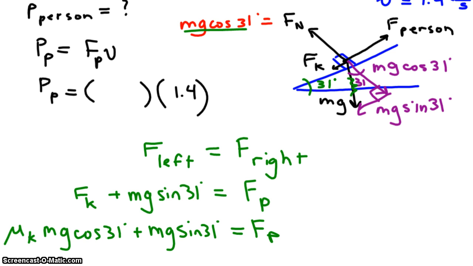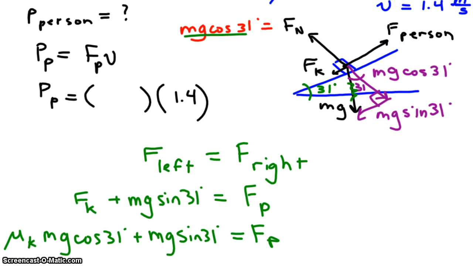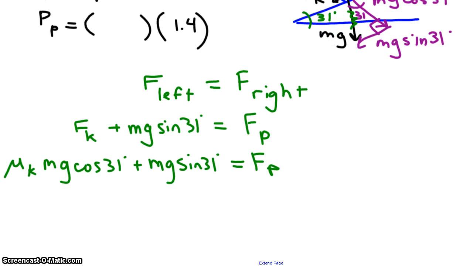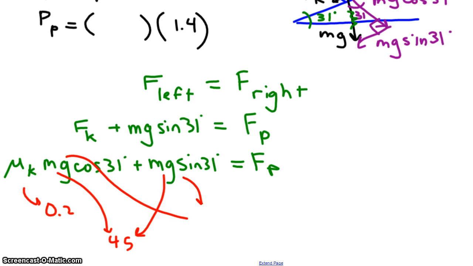I'm not going to plug values in. I'm not going to worry about showing that step. I know you know how to plug in values. Mu is 0.2, mass is 45, right? So this is 0.2, the mass is 45, g, you want to use 9.8 here. It doesn't say to use 10, so use 9.8. Sine and cosine, and we got that. Using those three things, we can solve for the person's force.